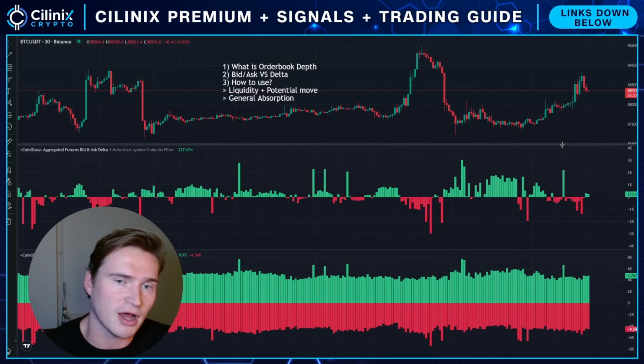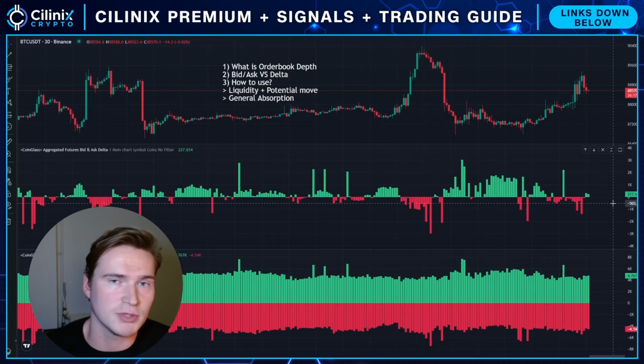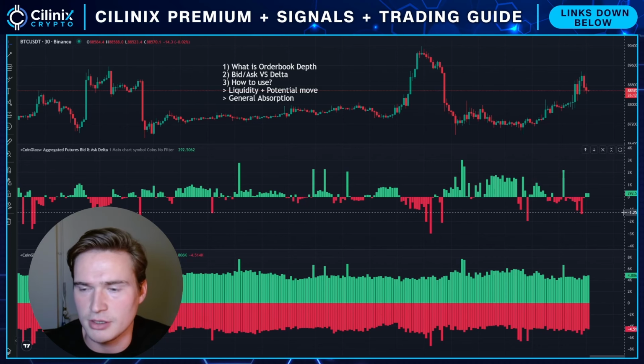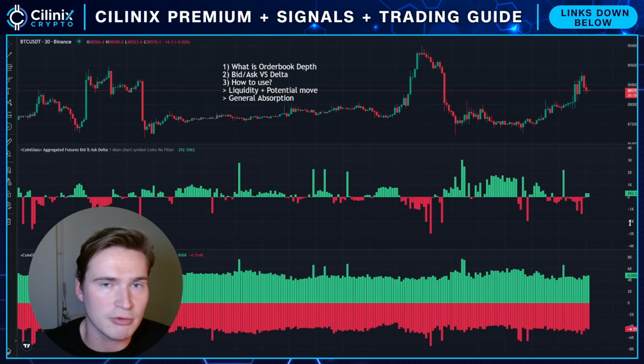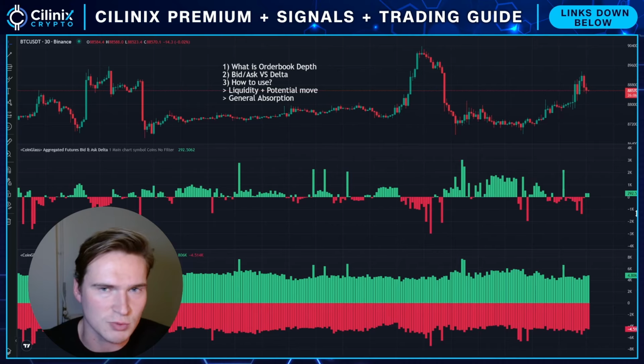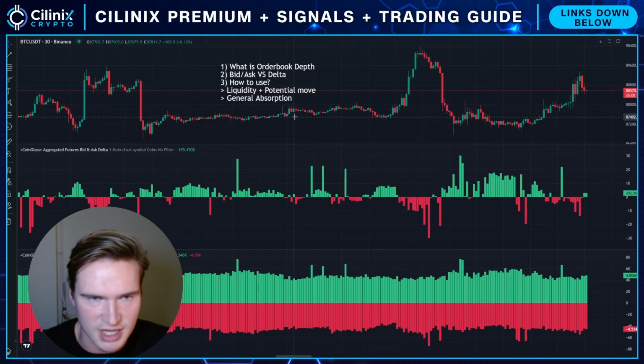Order book depth is something I talk about quite frequently when I talk about the fundamentals for Bitcoin. It helps me a lot with decision making. It also helps me a lot with bias. Should I be bullish on Bitcoin? Should I be bearish on Bitcoin? Which obviously has a massive amount of pros as well when we're talking about altcoins, since most altcoins still move together with Bitcoin to a large extent.